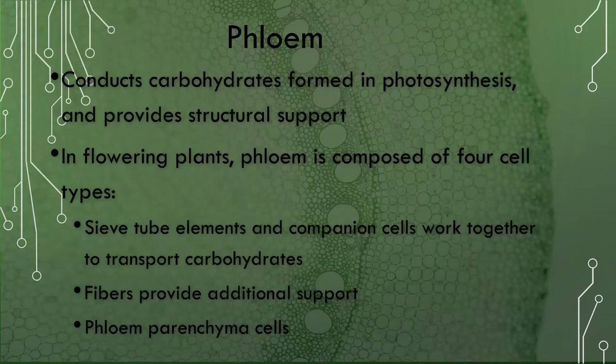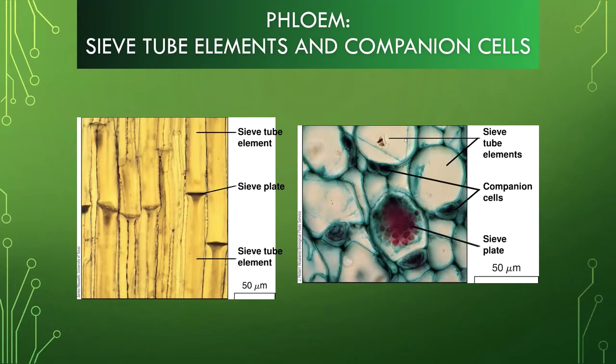Okay, so in flowering plants, we see the phloem is composed of all of the 4 cell types that we talked about. And the cells that comprise the phloem are called sieve tube elements. I'll show you a picture of those in a minute. And then there's also a companion cell that works together with the sieve tube element to help transport those carbohydrates throughout the plant. Okay? There are fibers that provide additional support, and these sieve tube elements are actually made out of modified parenchyma cells.